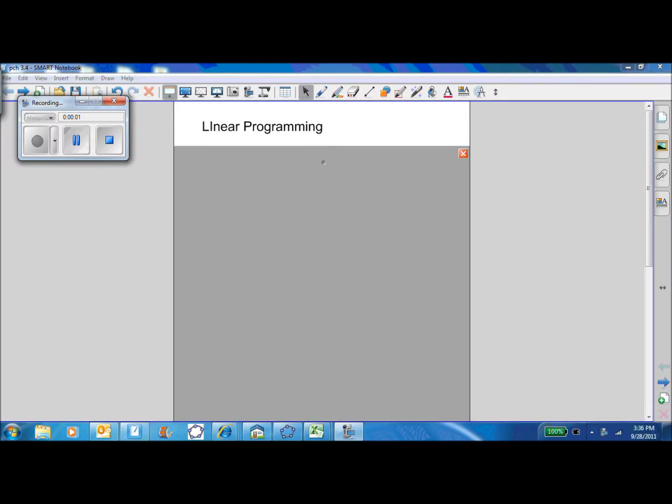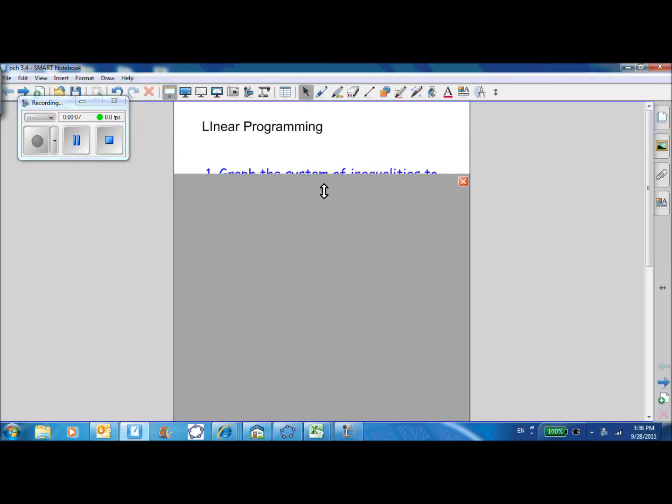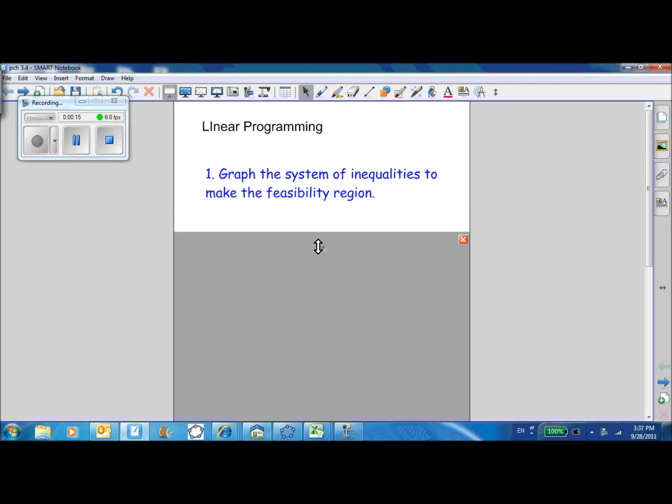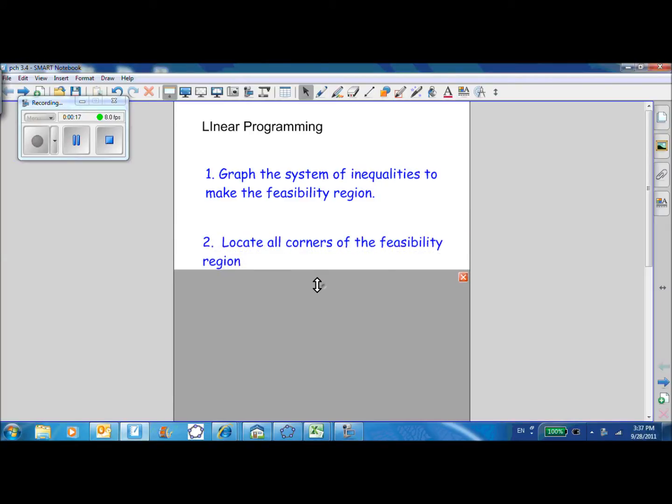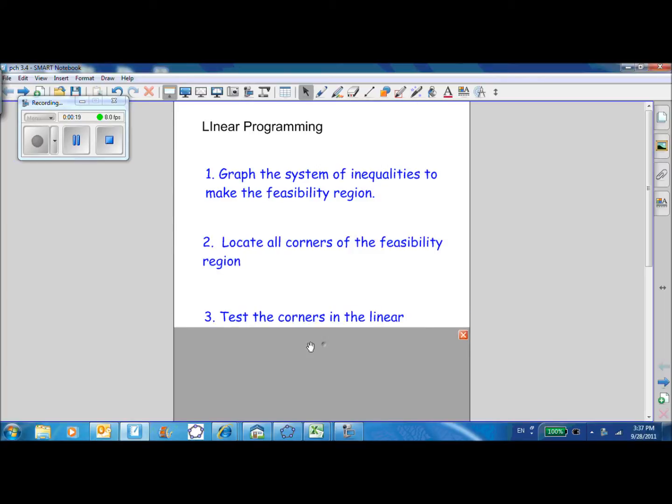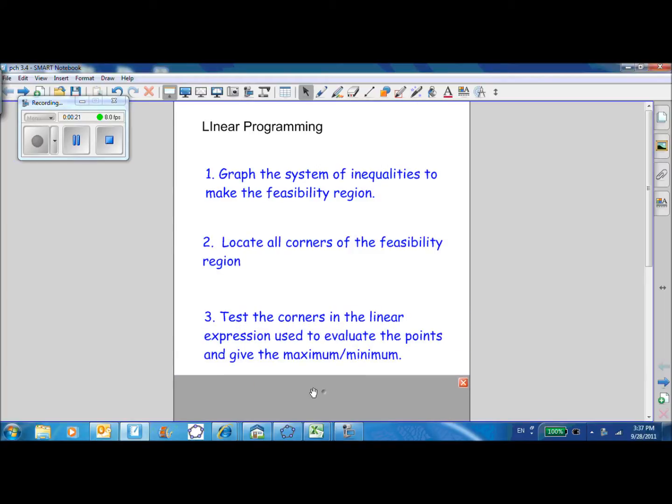Students, welcome to our final section of Chapter 3 on linear programming. Linear programs have many applications, and the basic idea behind it is you take a system of inequalities one step further. You graph a system of inequalities, that's your feasibility region. Then you locate all the corners of the feasibility region and test those corners in a linear expression used to evaluate the points and give the maximums and minimums.